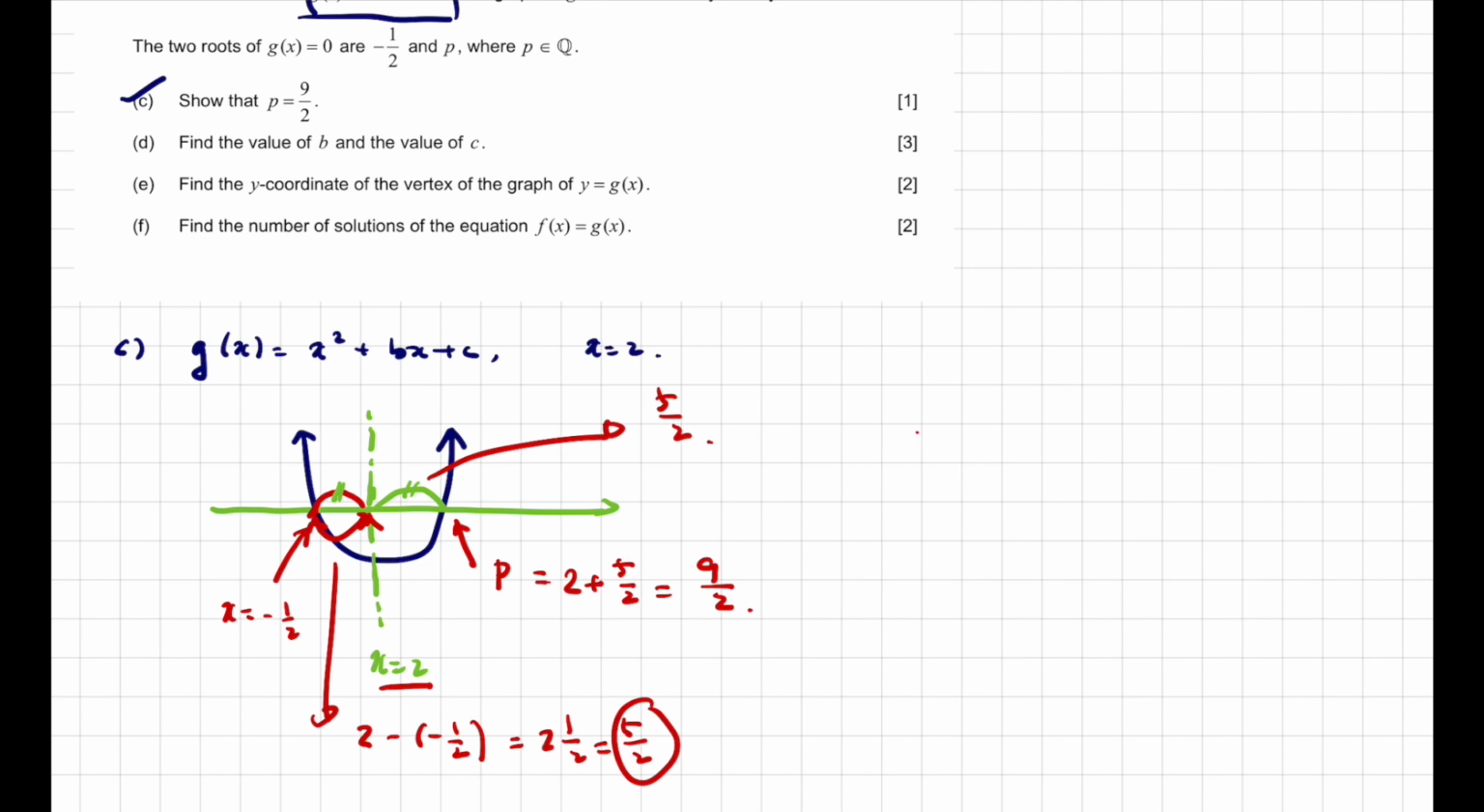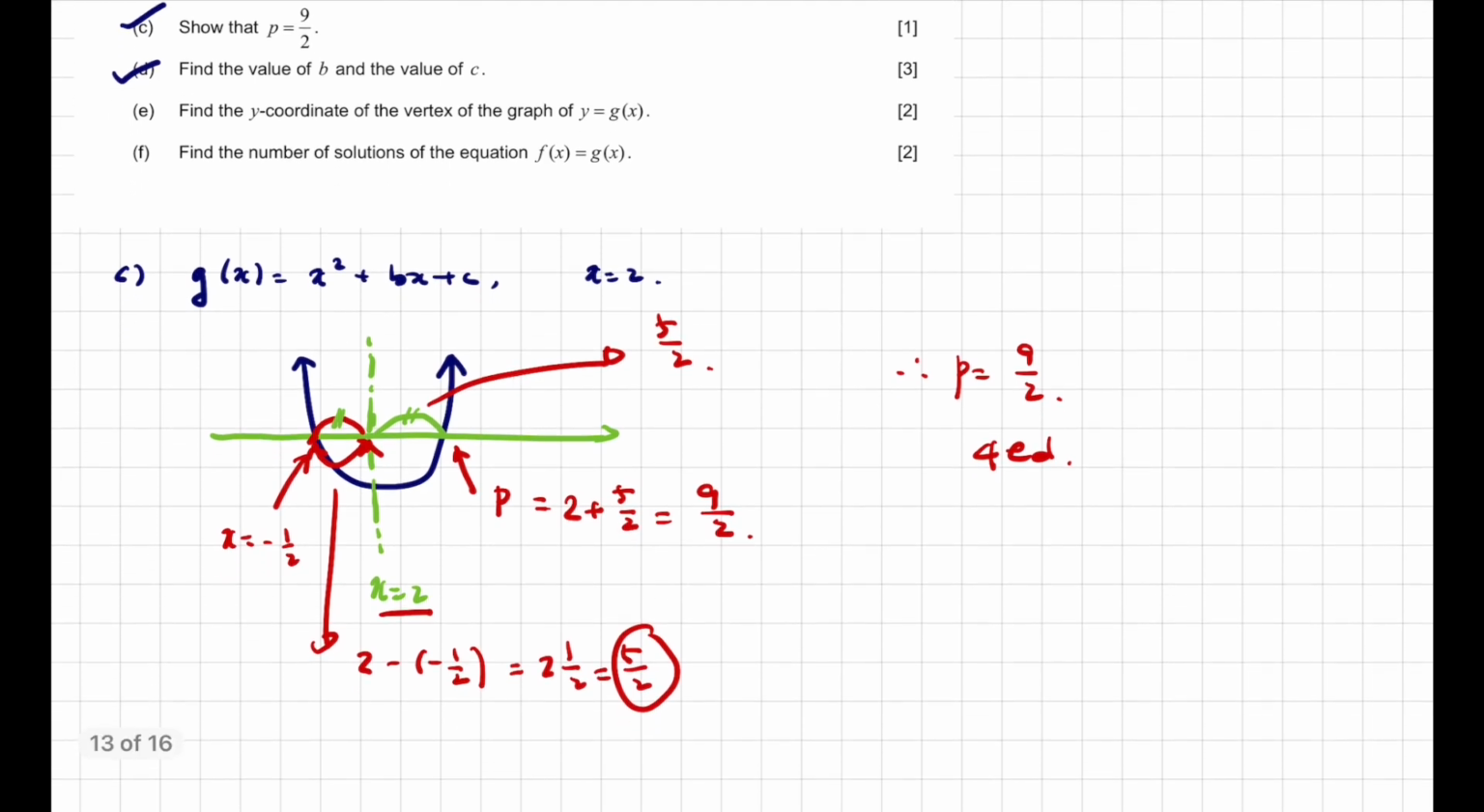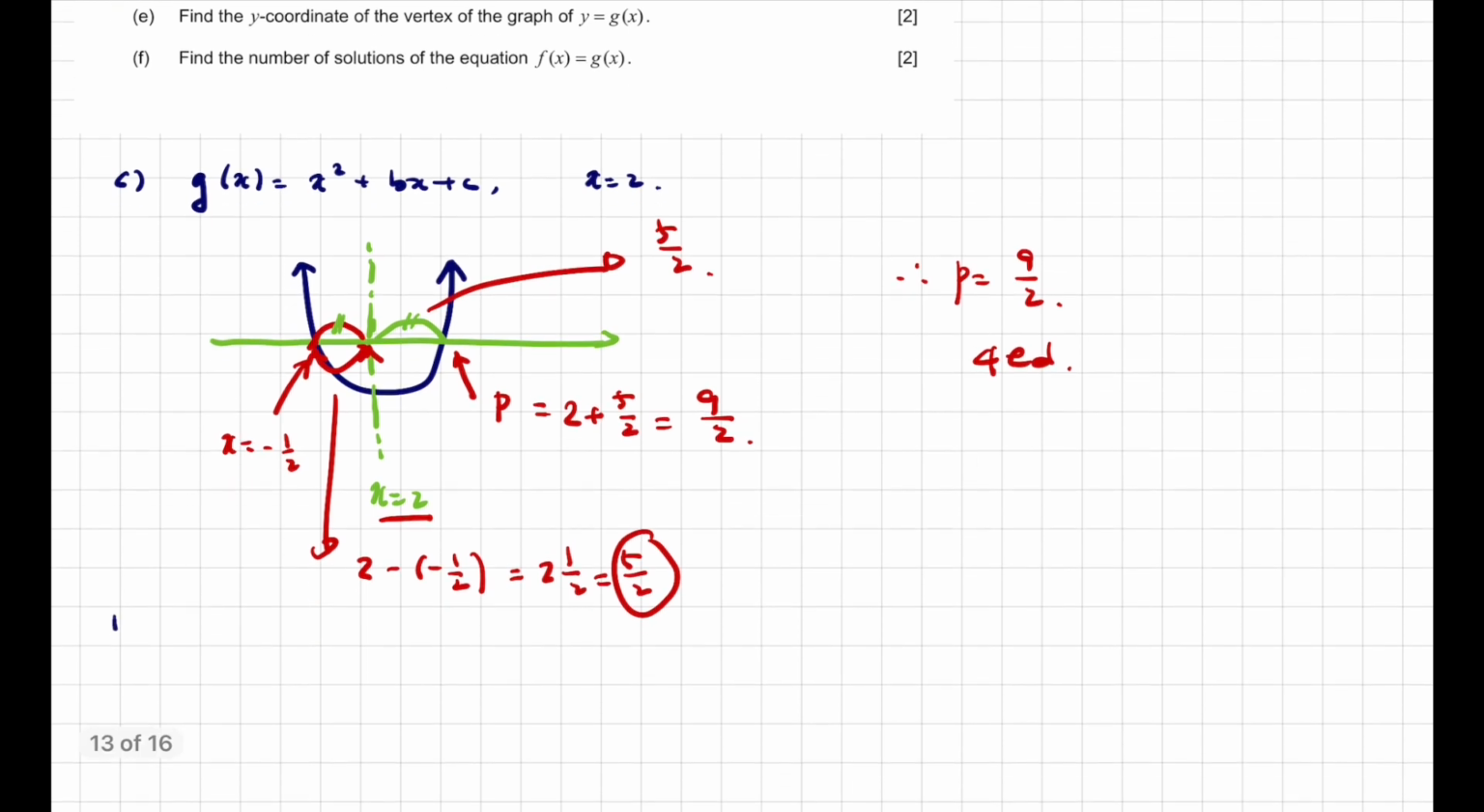So we have shown that P value is 9 over 2, QED. We have finished question C. Okay, then let's try question D. For question D, we need to find the value of b and the value of c.